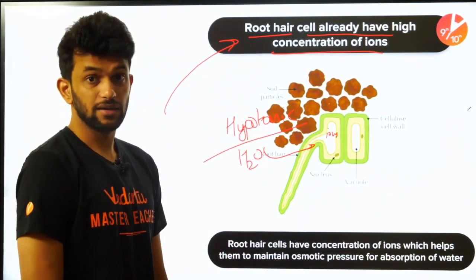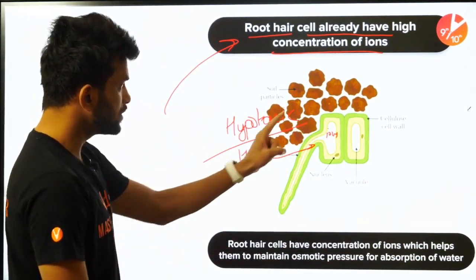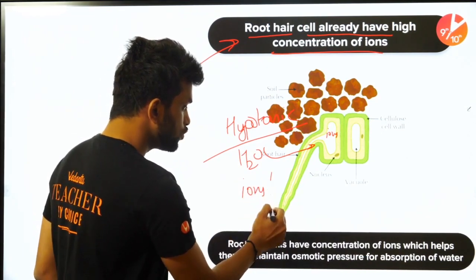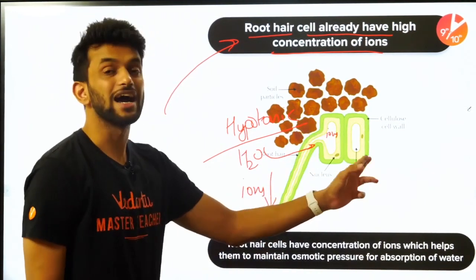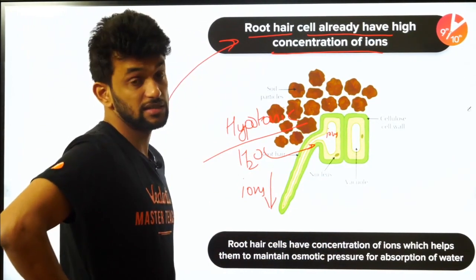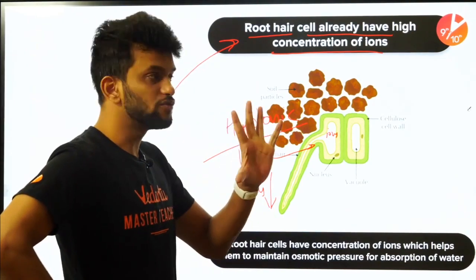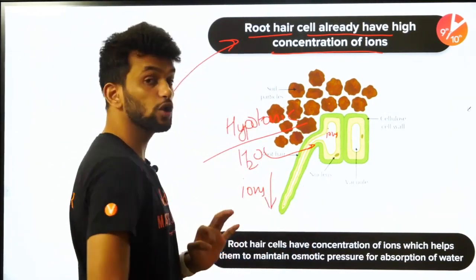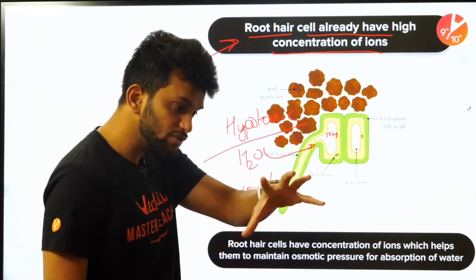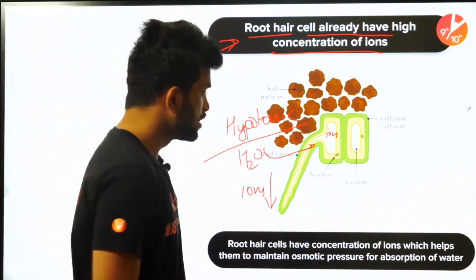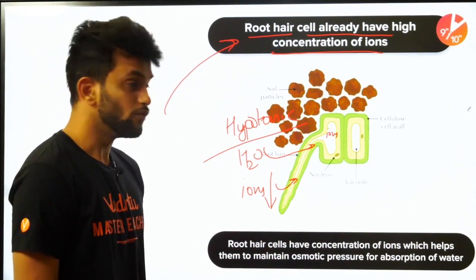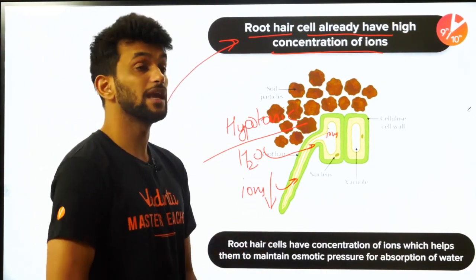I am saying ions are very high inside, and now tell me, do you think ions will be lower outside? If ions are higher inside the root cell, that means ions are less outside. And we know by the process of diffusion, it always moves from a region of higher concentration to a lower concentration, right? So what do I want? I want my ions to go inside the root, but already there are too many ions inside. So will they be able to go inside? No, they will not be able to go inside.